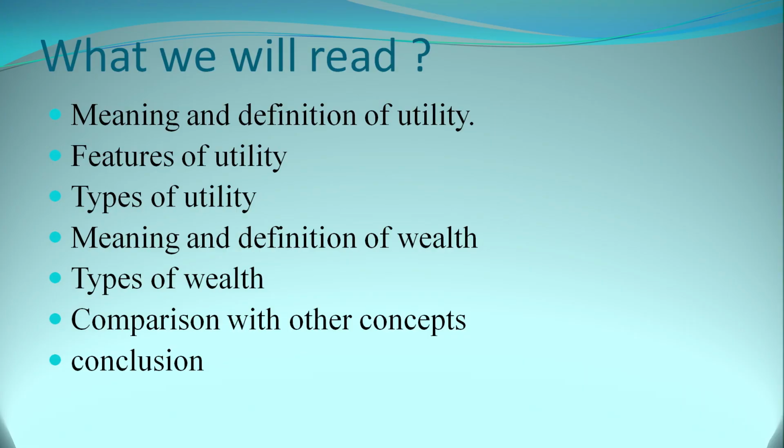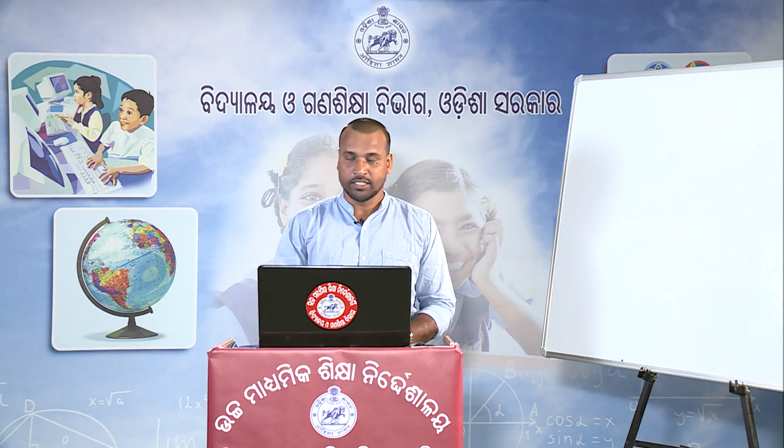Consumer behavior is mainly concerned with utility analysis. Before explaining the utility analysis, first we have to know what is the meaning of utility, what is the measurement of utility, how can we measure it. So, we start utility in this chapter. What will we read today? These are the contents of this chapter: meaning and definition of utility, features of utility, types of utility, meaning and definition of wealth, types of wealth, comparison of wealth with other elements, then finally the conclusion, what we learn from this chapter. Okay, so we start.